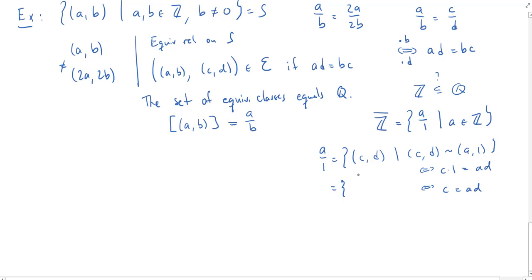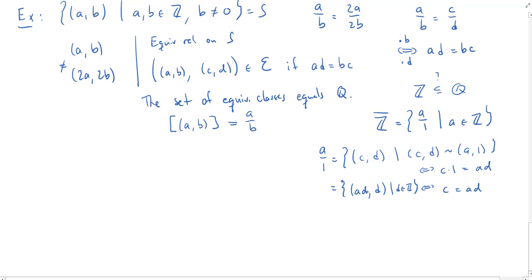So this should be all things of the form AD, D, where D could be any integer. So D is any integer. This makes sense. What is an integer? It's really just a pair of integers. That's a little bit circular, but we really mean a rational integer. A rational integer is a pair of integers where the first component is some fixed number times the second component. That's really weird.